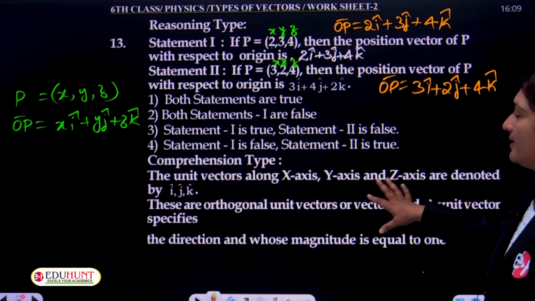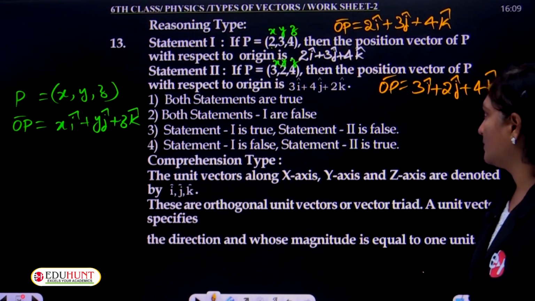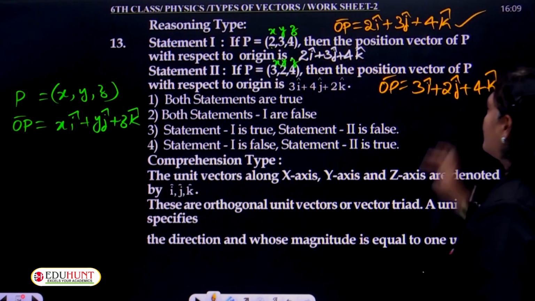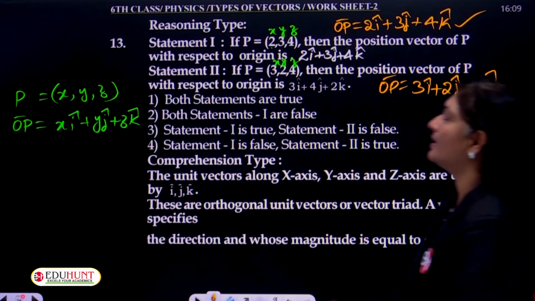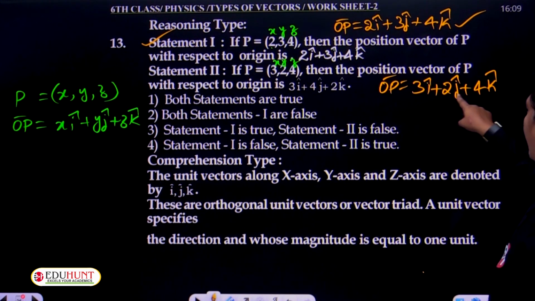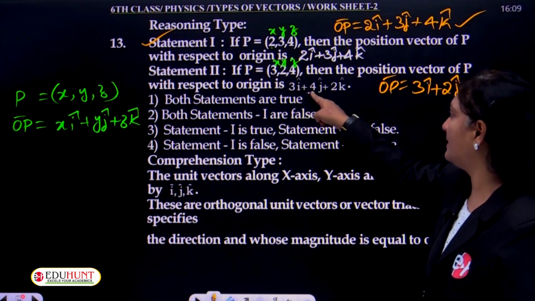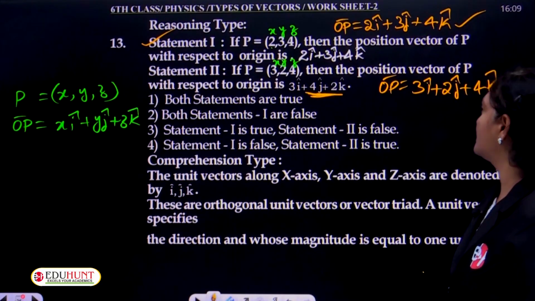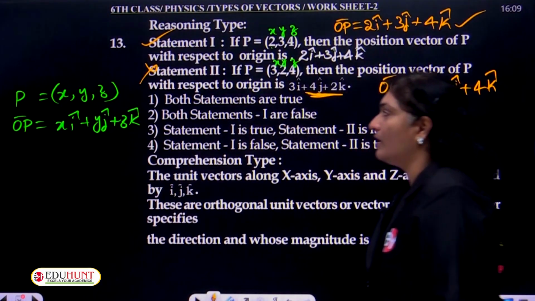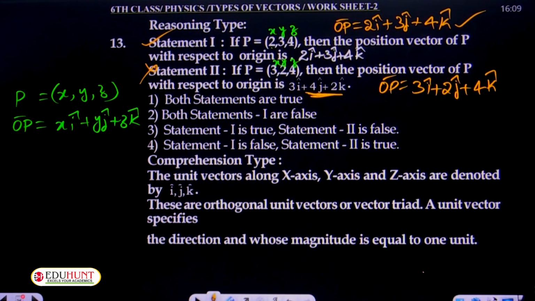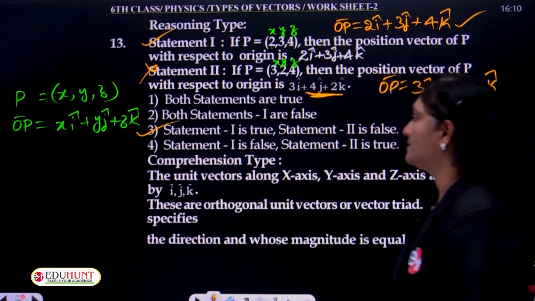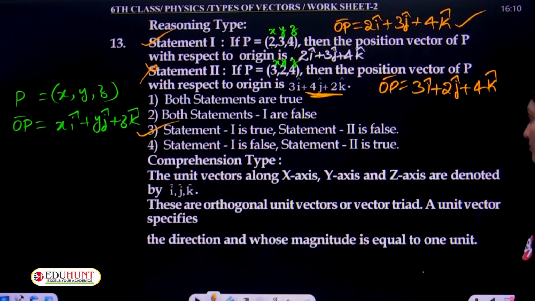Now you are asked to find out which statement is true. First statement, what is given? They have 2i cap plus 3j cap plus 4k cap. We too got the same answer, so of course statement 1 is true. Similarly, regarding statement 2, what are we getting? 3i cap plus 2j cap plus 4k cap. But they gave 4j cap plus 2k cap. So no doubt this statement is false. So what do you observe, children? Statement 1 is true, but statement 2 is false. So which one goes well? Option number 3, that is statement 1 is true, whereas statement 2 is false.